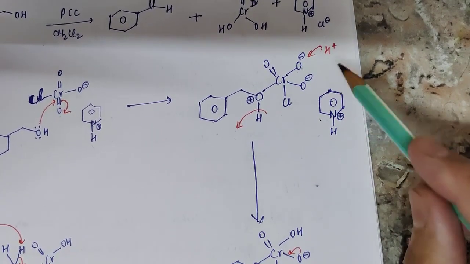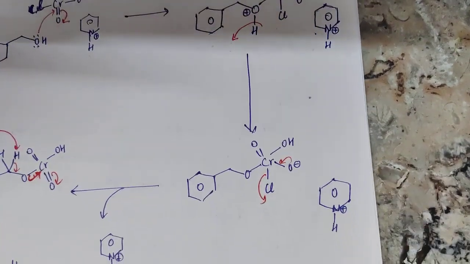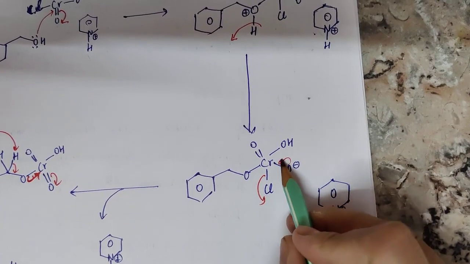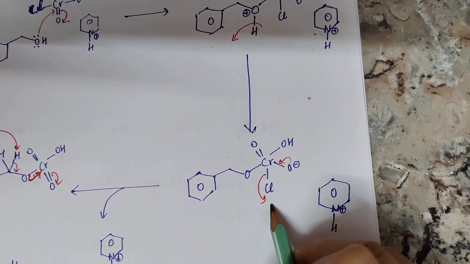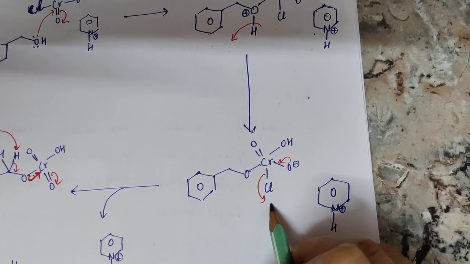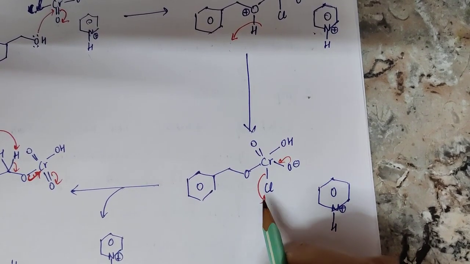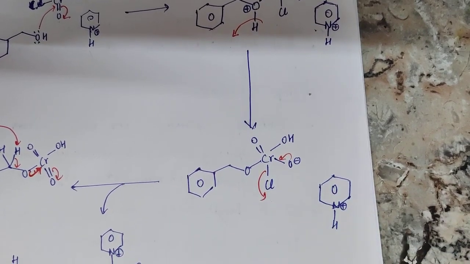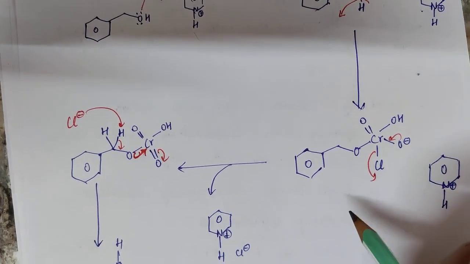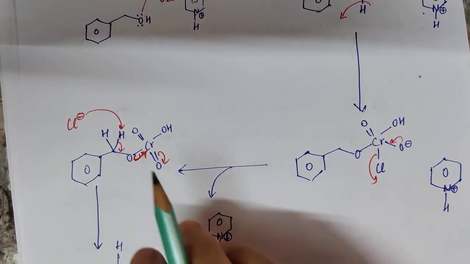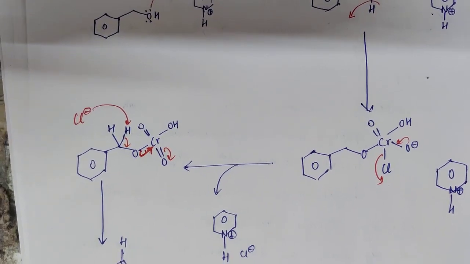Now, moving further, there is again a double bond formation of oxygen with chromium, and chlorine will be our leaving group in the form of chloride. Cl negative will be removed. So this Cl negative will be present in the form of an ion in the solvent only.